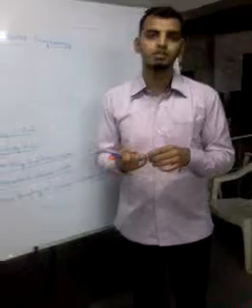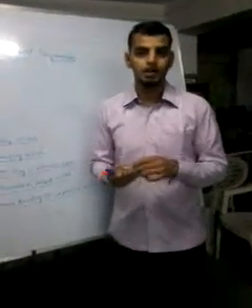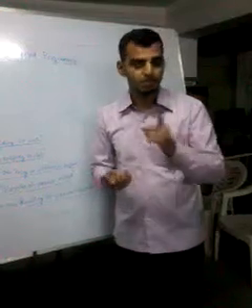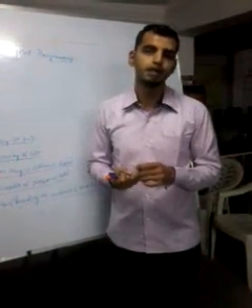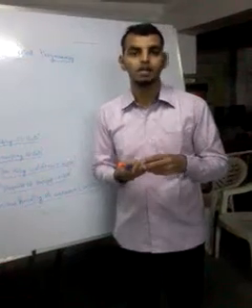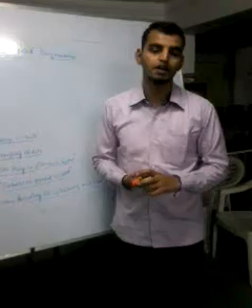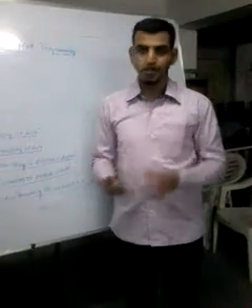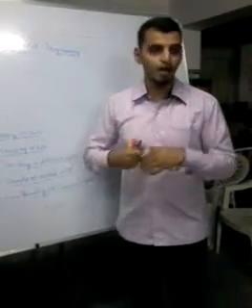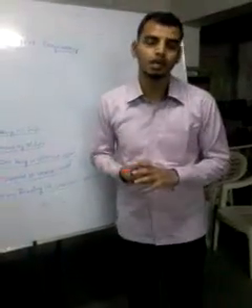The inheritance in which there is one parent class and one child class is called single level inheritance. The inheritance in which there are two parent classes and one child class is called multiple inheritance. The inheritance in which there is one parent class, one child class and another child class is called multi-level inheritance. And the inheritance in which there is one parent class and n number of child classes is called hierarchical inheritance.